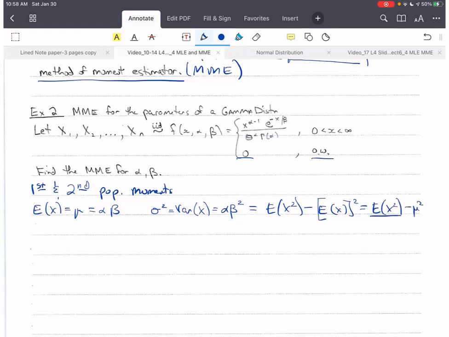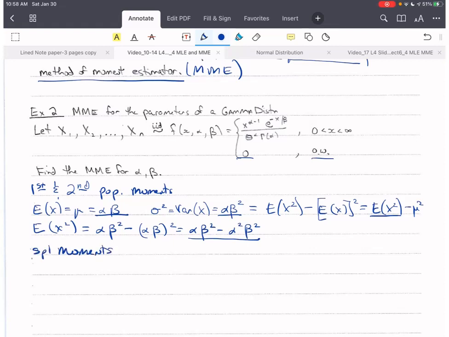Now we need to solve for E of X squared. So E of X squared is equal to sigma squared, which is alpha beta squared, plus mu squared, which is alpha times beta quantity squared, so alpha beta squared plus alpha squared beta squared. I could factor out alpha, but I don't need to. All right, we'll leave it there. So this is the second moment, and this is the first moment. Those are the population moments.